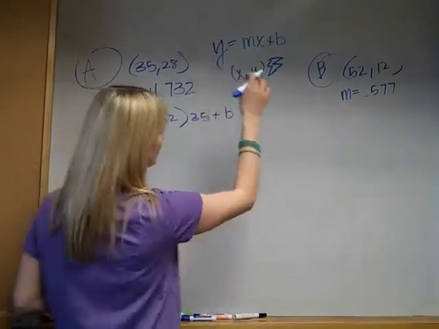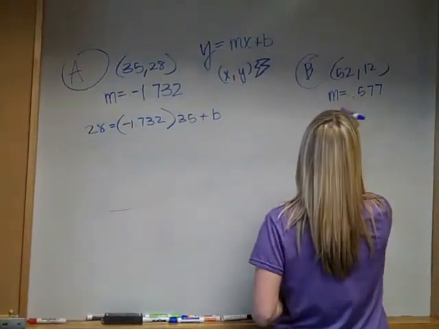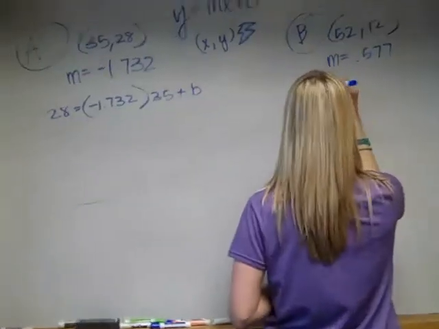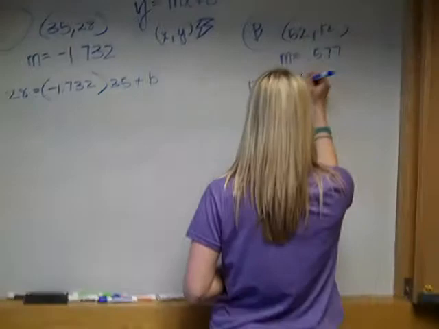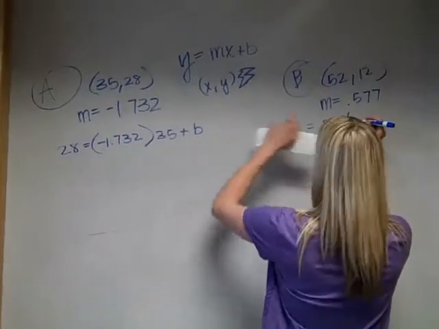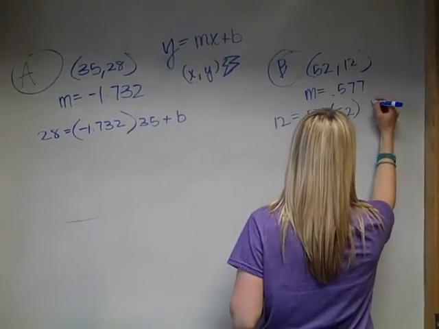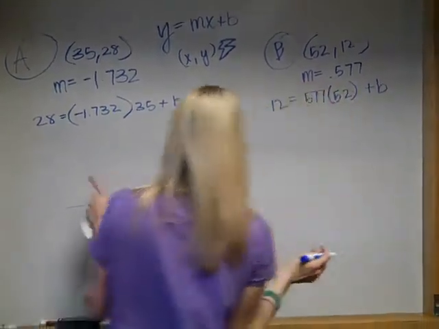To set up this one's formula, y is 12, which equals 0.577 times x, which is 52, plus b. Okay, so now we're going to solve these.